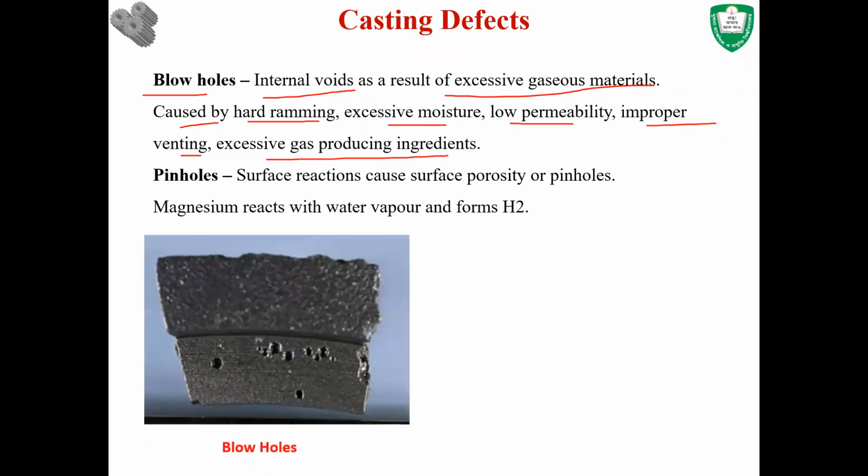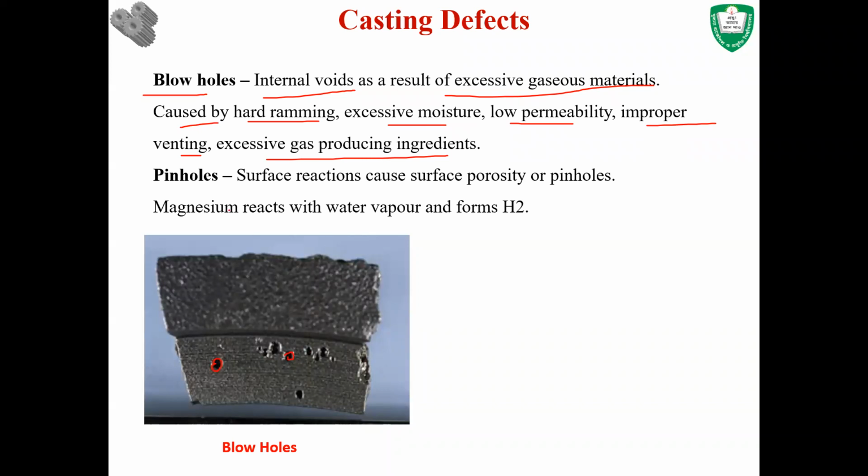This is an example of blowholes. If the gases from the molten metal cannot escape, they produce this kind of hole in the final casting. To avoid this, you have to have proper permeability, and you have to take care of the ramming. If ramming is very high, then gases cannot escape. Gas gets trapped in the molten material, and then it creates this kind of void.